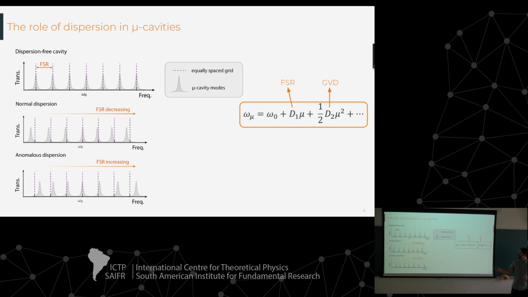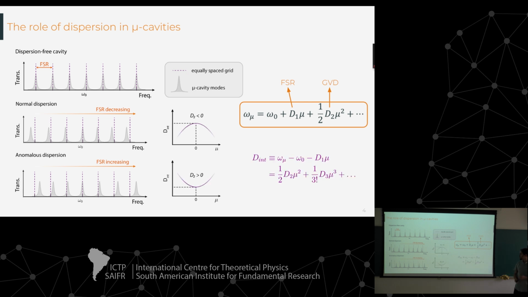We can have normal dispersion, where the distance decreases with increased frequency, or the opposite. We can describe the position of these modes with respect to a reference mode as this sum, where the first term represents the FSR, the distance of the equally spaced grid, and the second term is the group velocity dispersion that represents this deviation. And we can measure that.